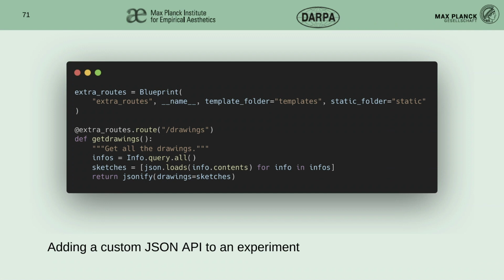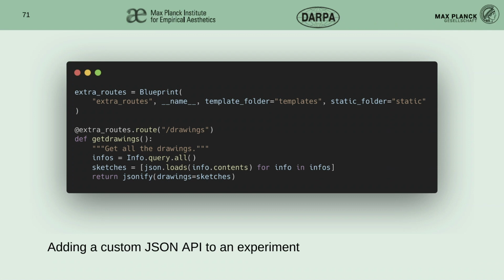Previously there was a DB call here. So info.query.all is a DB call. All right, but just saying that you don't need to get the DB, because if it's inside extra routes, you have access to stuff.